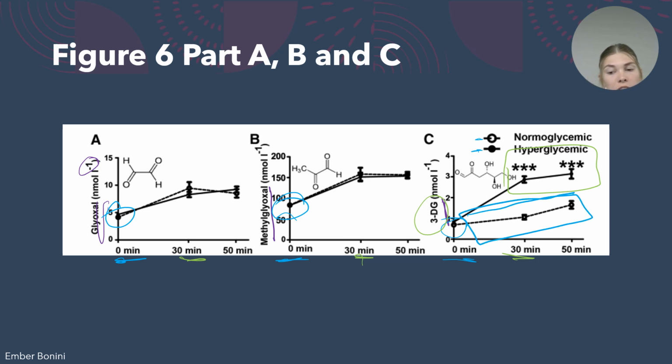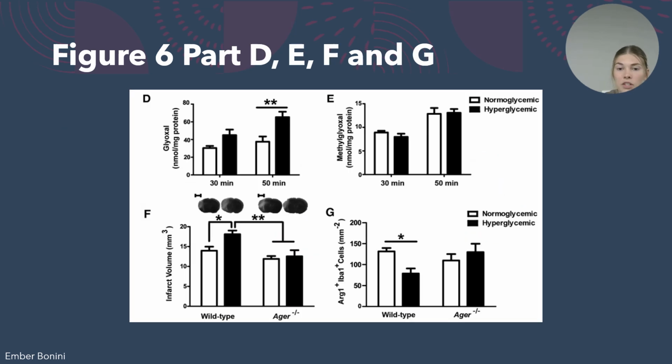In our 30 to 50 minute window, that is our normal glycemic conditions. And then if you look above that, it's our hyperglycemic. That hyperglycemic is where we did see the big surge and the most significant change. And then we're going to head into parts D, E, F, and G.